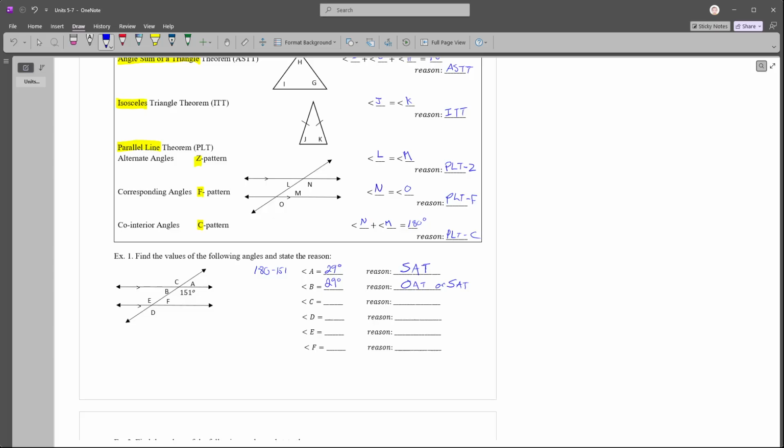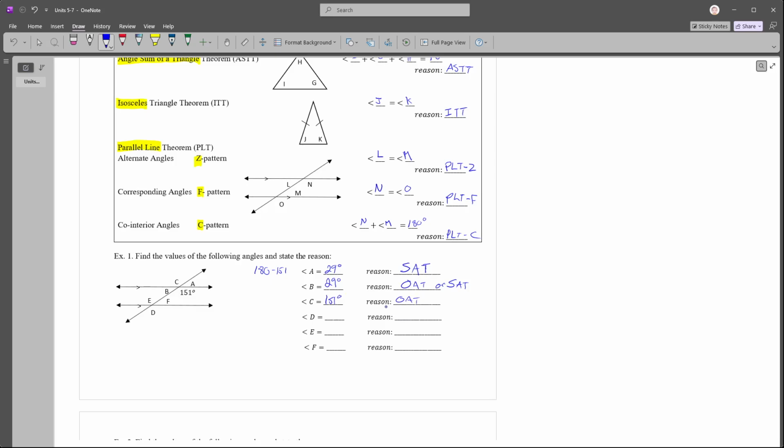Sorry, let's go back to C now. For C, you could do the supplementary angle theorem with A, or we could do the opposite angle theorem with 151. I'll tell you that the opposite angle theorem is always the better choice because that means you don't have to do any calculations. With the supplementary angle theorem, you have to do a calculation and you may perchance create a mistake. So we're going to say this is 151 degrees, and this is the opposite angle theorem. Great.